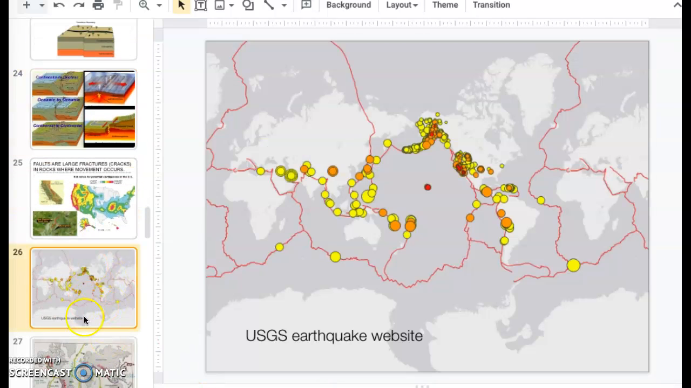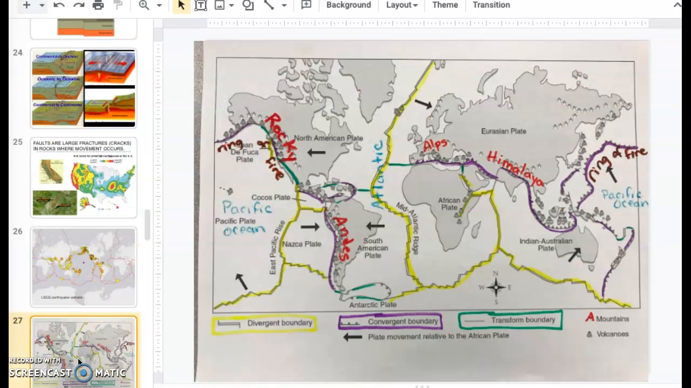So let's go back to our map again, okay? And we have our transform boundaries that are on here as well, moving in opposite horizontal directions.